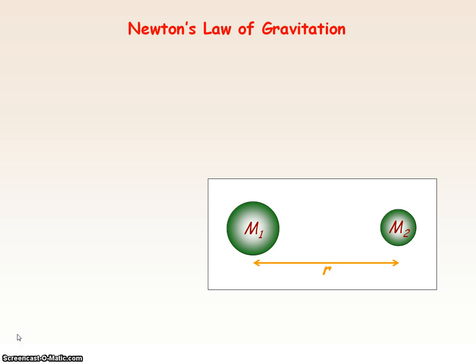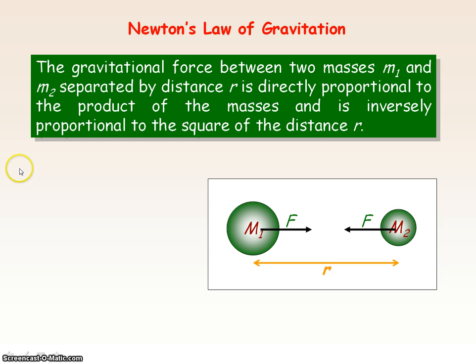Newton's law of gravitation looks at the gravitational force between two objects with mass, and the law states that the gravitational force between two masses m1 and m2, whose centre of masses are separated by distance r, is directly proportional to the product of the masses and is inversely proportional to the square of the distance apart.